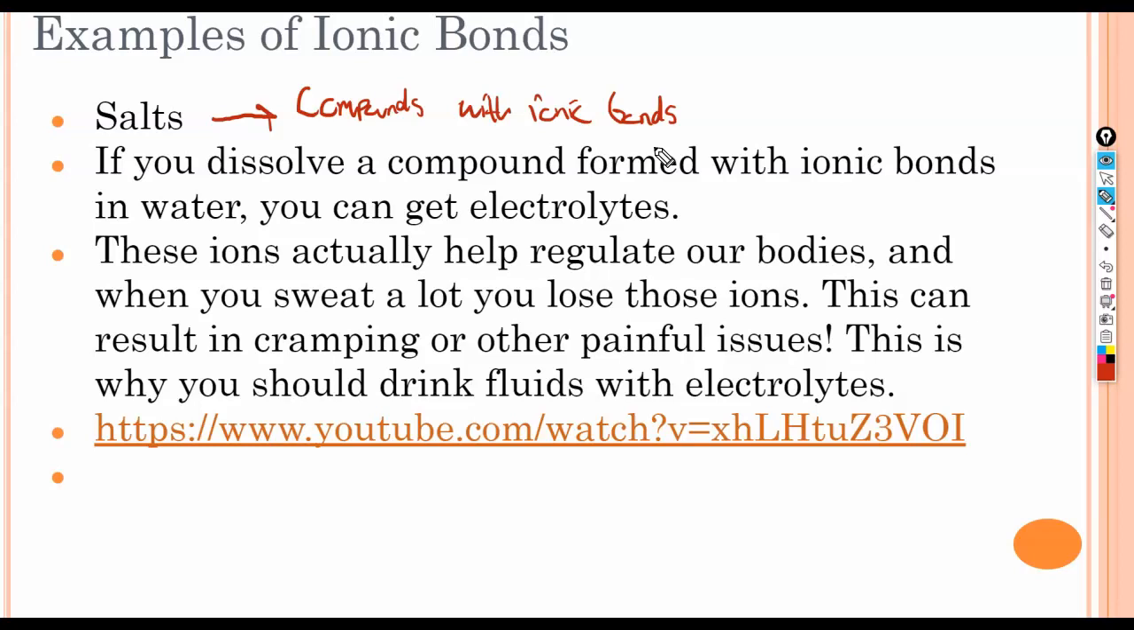And when you sweat or when you work out, you actually lose those ions through your skin through that sweat, and then you can end up cramping or other stuff can happen without those ions. And so that's why after you work out, you drink fluids with electrolytes, with those ionic compounds dissolved in water, and then it helps your body kind of fix itself. Okay, so the last thing I'm going to show you is just a quick video about electrolytes, and then we will be done with this part of the unit.